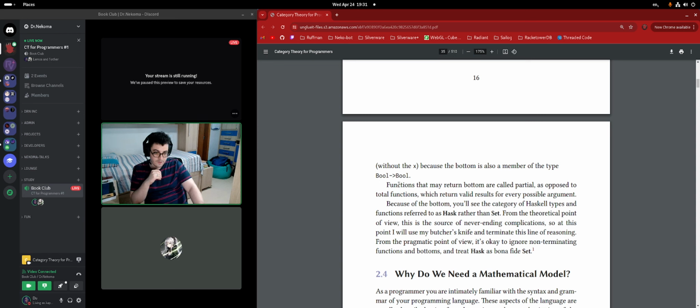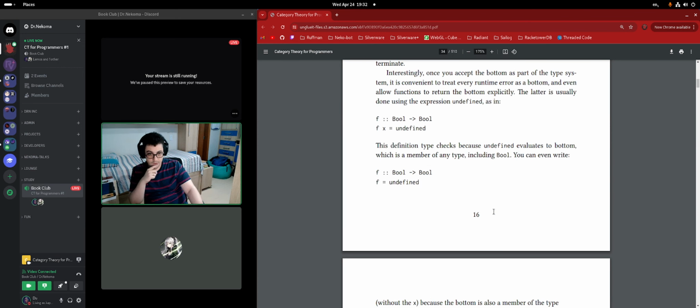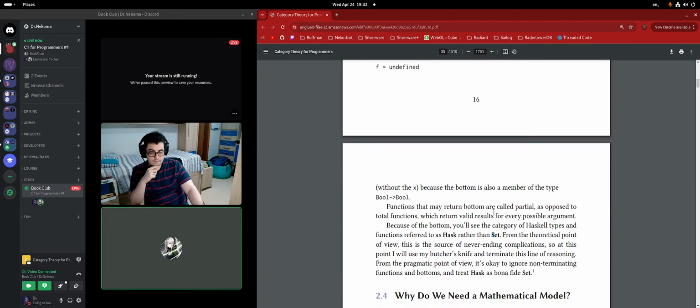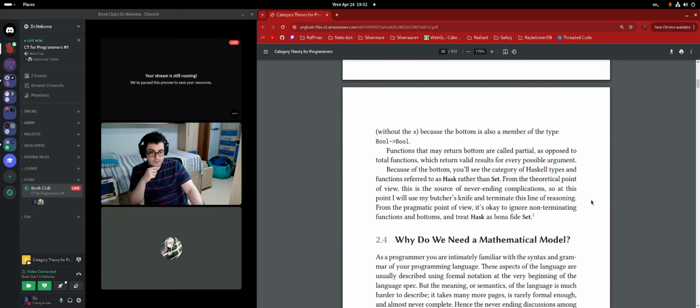Okay, now he's talking about partial functions, right? Which is when you have values in the domain that are not being mapped to the codomain. And when that doesn't happen for any member of the domain, we have total functions. Because of bottom, the category of Haskell types and functions we're going to refer to as Hask instead of Set, right? Because we have to deal with non-termination somehow. Yeah. It's okay to ignore non-terminating functions and bottoms and treat Haskell as Set.